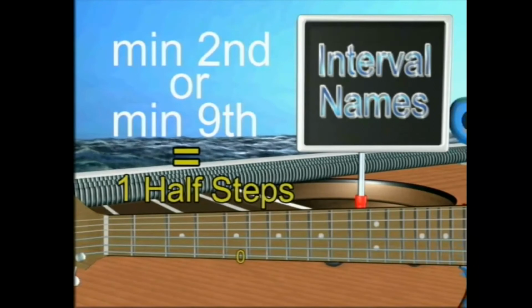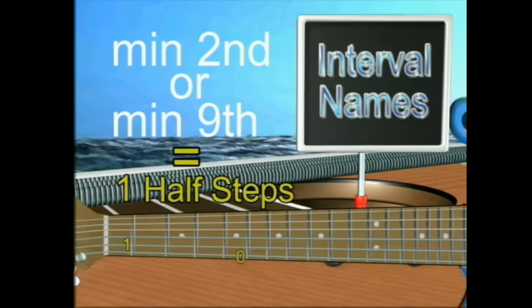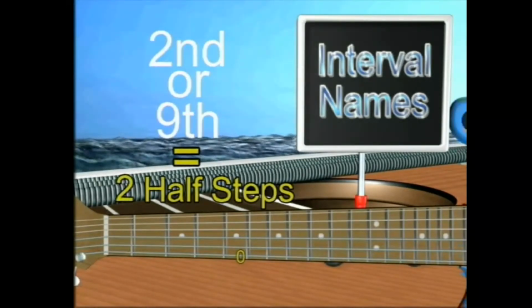1 half step is a minor second or minor ninth. A minor ninth is the same named note 1 octave or 12 half steps above the minor second. 2 half steps or a whole step is a major second or a major ninth. A ninth is the same named note 1 octave or 12 half steps higher than the second.